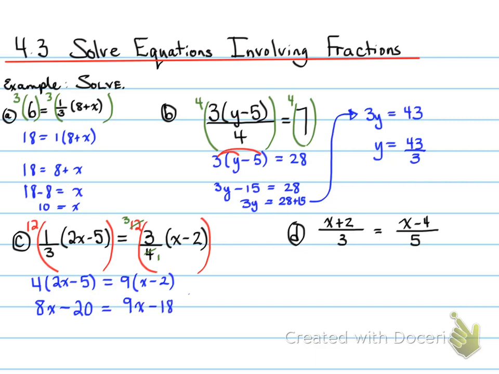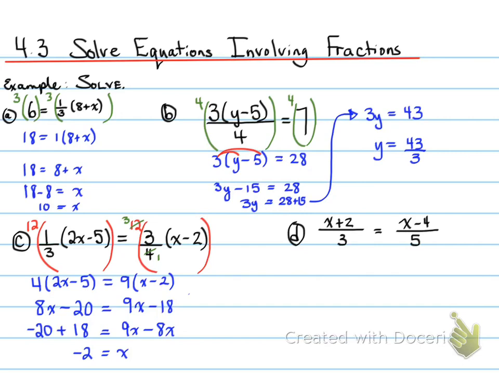Now, just as we did in the previous section, we expand, and now we're going to collect like terms. Letters on one side, numbers on the other. This time we're moving the letters to the right side. That way, our x's will be positive. 9x minus 8x and minus 20 plus 18. Minus 20 plus 18 is negative 2, and 9x minus 8x is just x. So we have x is equal to negative 2 as our final answer for part C.